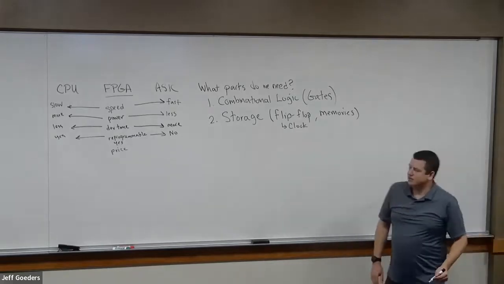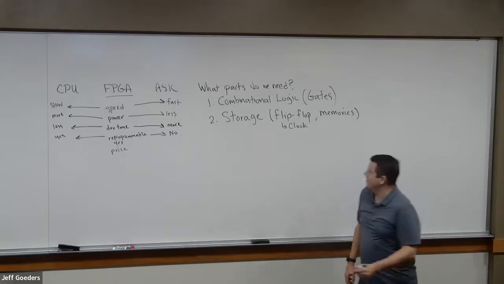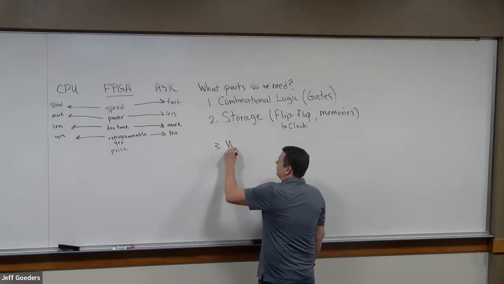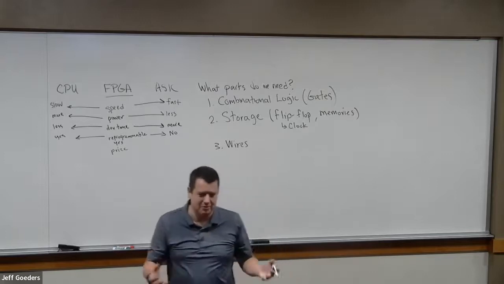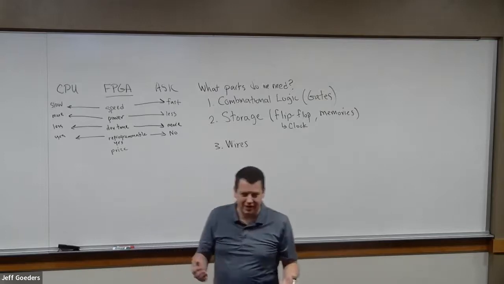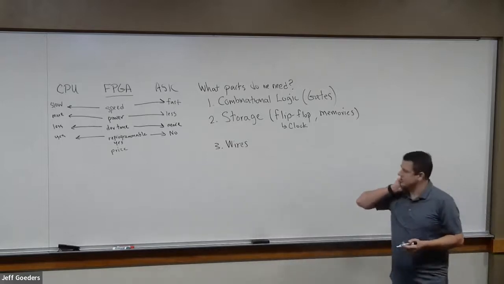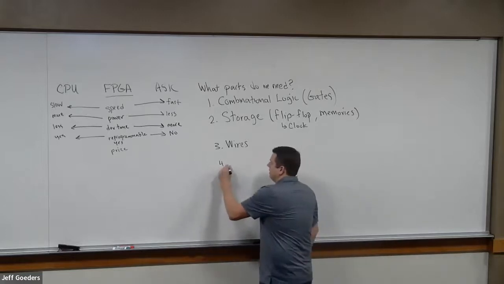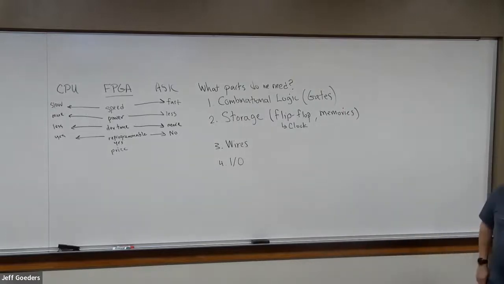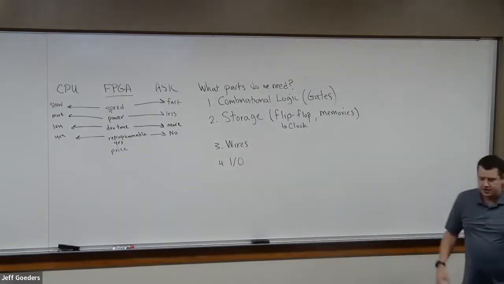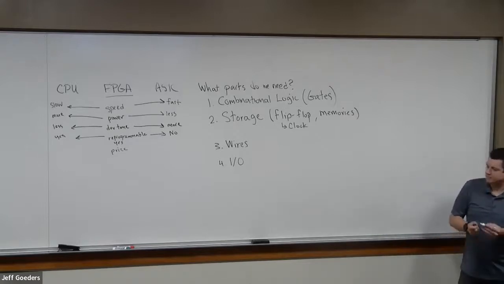Okay, anything else? Routing. Okay. Yeah, so we're going to need some wires. If I send you into the lab with a breadboard and a bunch of gates, you're not going to get very far without some wires to connect them. So you need wires. And on a chip, we need I/O. We need some way to get from a pin into the internal logic on our chip.